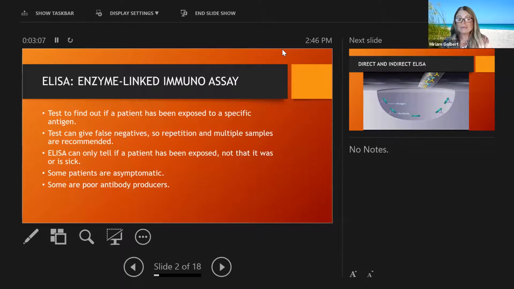And at other times, ELISA can give false negatives. So every time that you do it, you have to do it multiple times. So you do it with dilutions and several times for the same patient, because it can give false negatives. And also some individuals, they're not very good antibody producers.